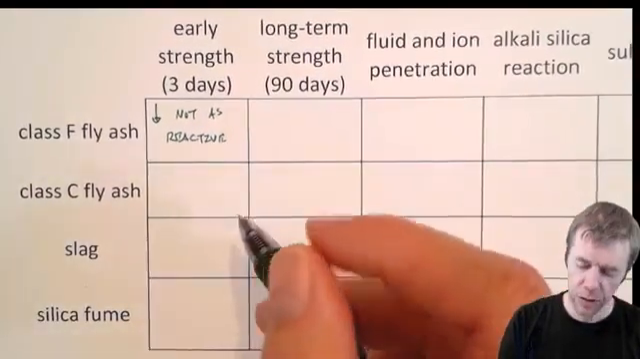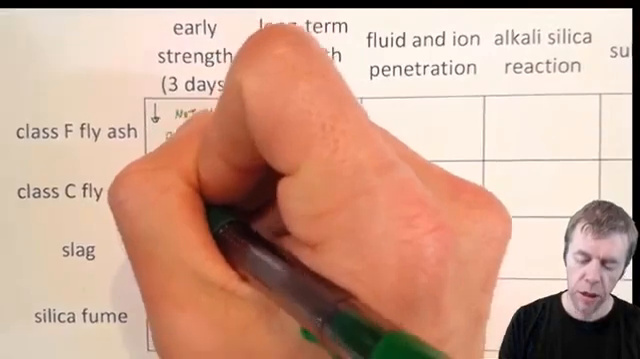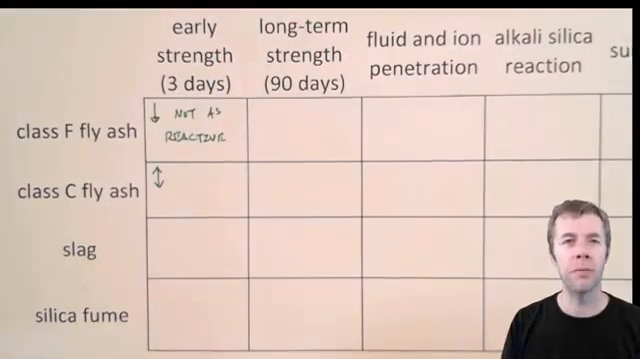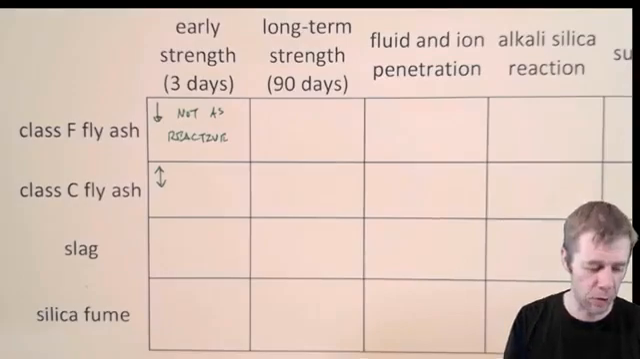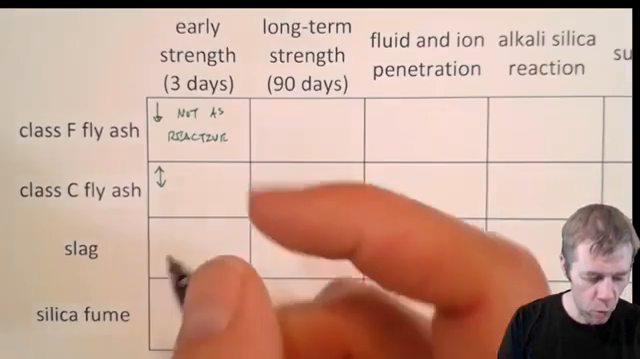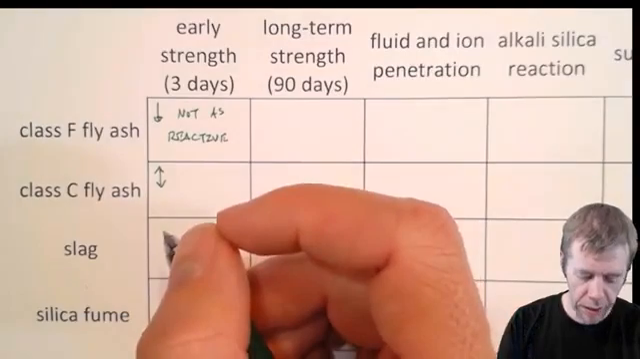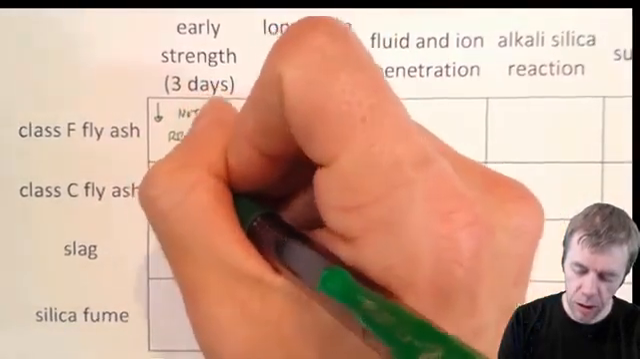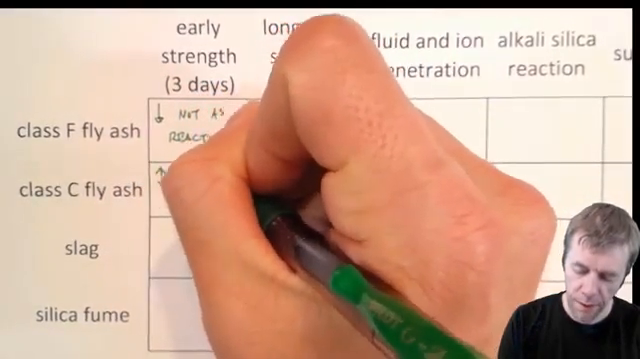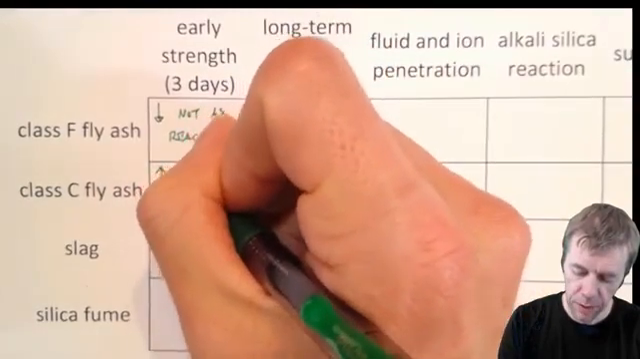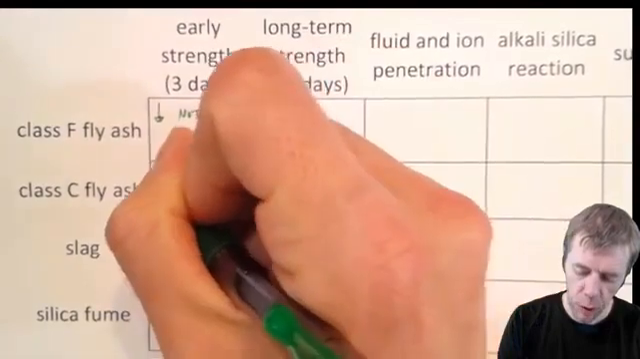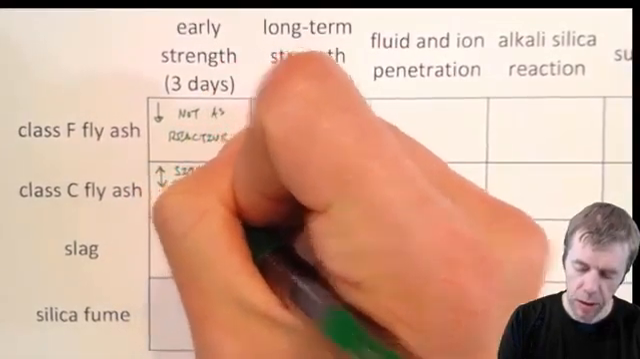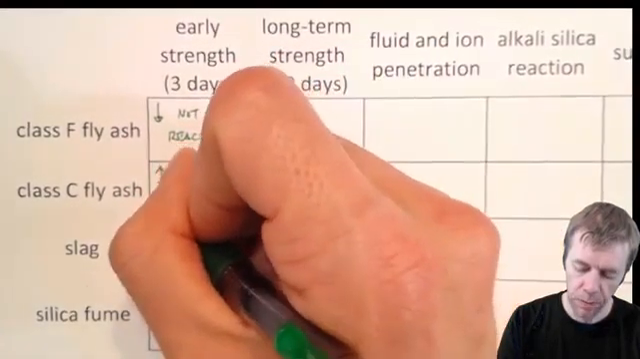Class C fly ash could go up or down. Sometimes it's about the same as Portland cement. Sometimes it's a little bit higher. Sometimes it's a little bit lower. So it's similar reactivity to OPC, but variable.